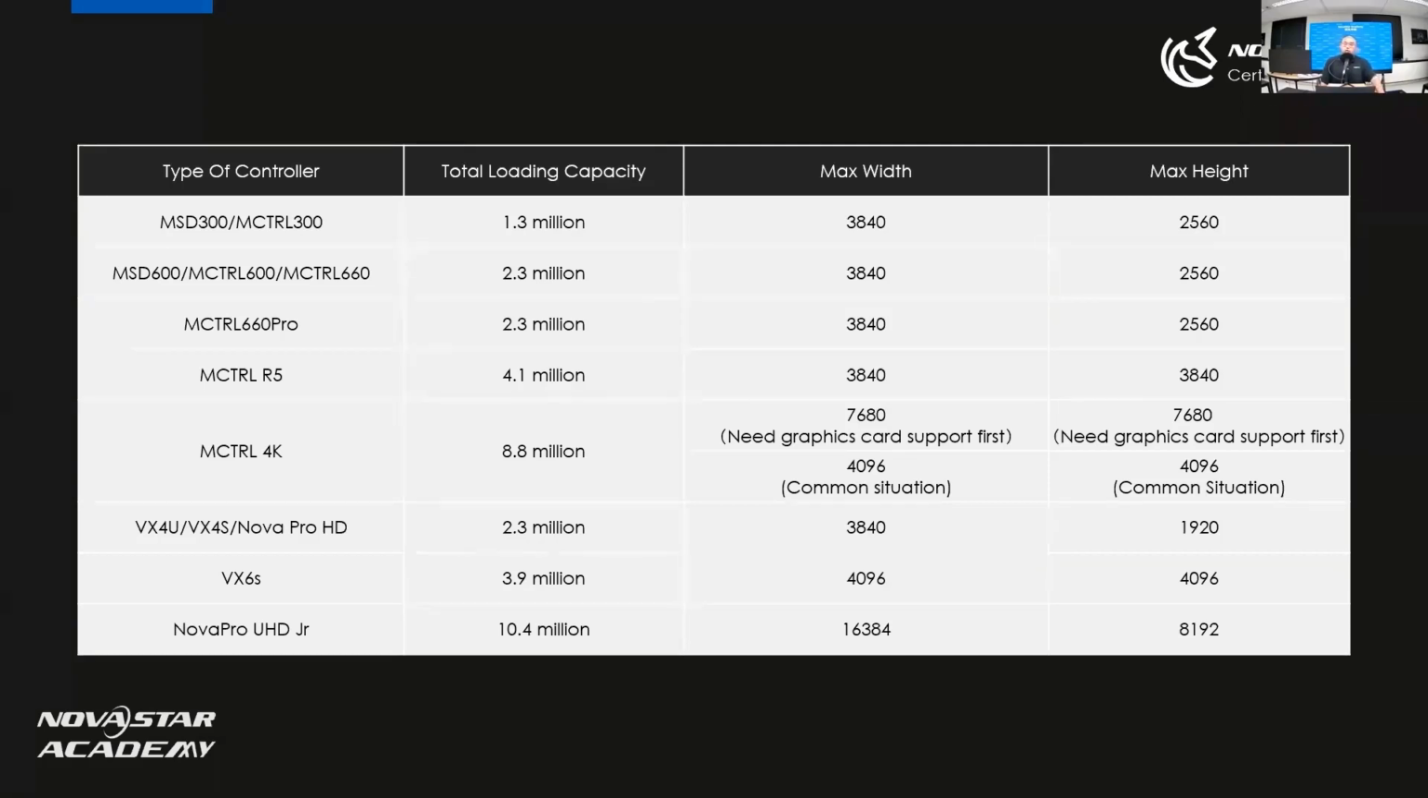So why do we want you to know the limitation of the width and height? Because we can use the loading capacity of one device and divide it by the maximum width, and then we can know the height which one single device can support. So sometimes it will directly affect which controller you can choose for the screens.